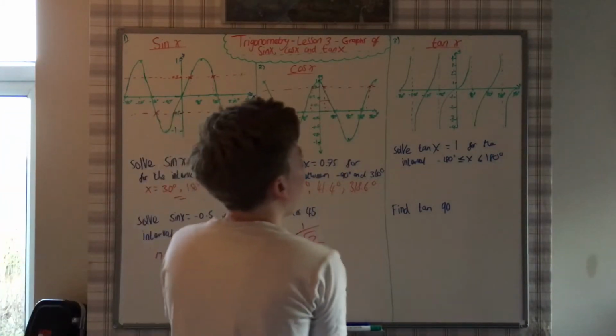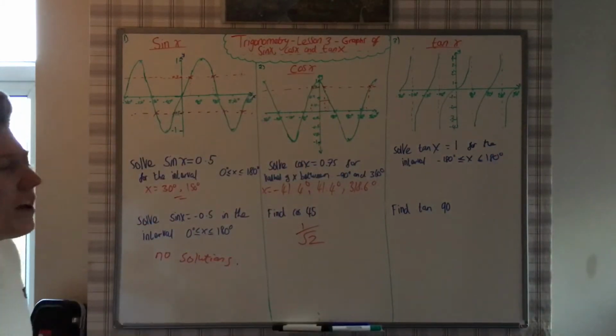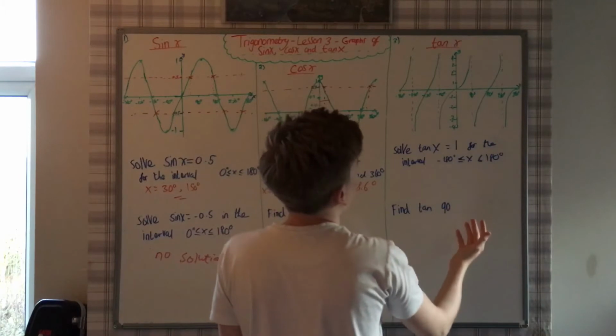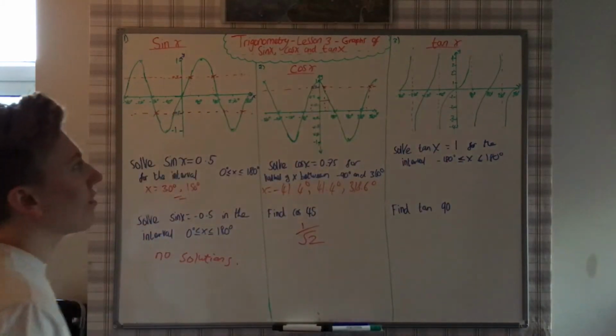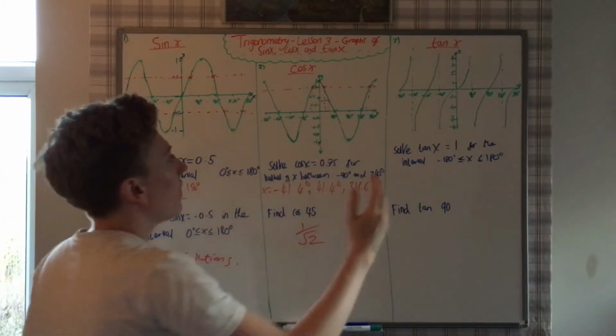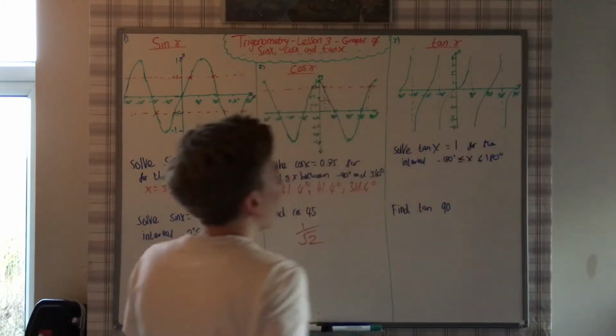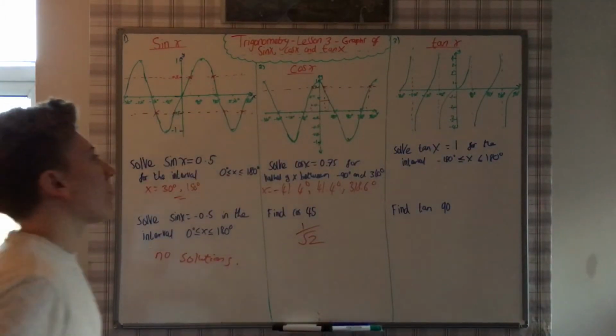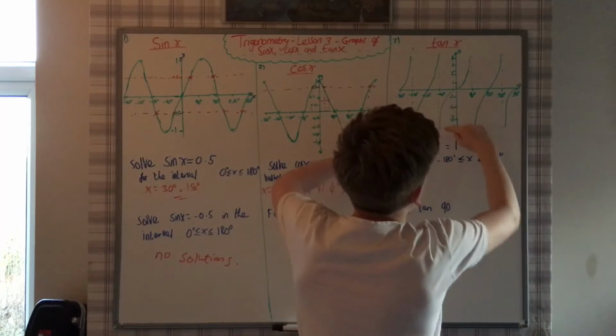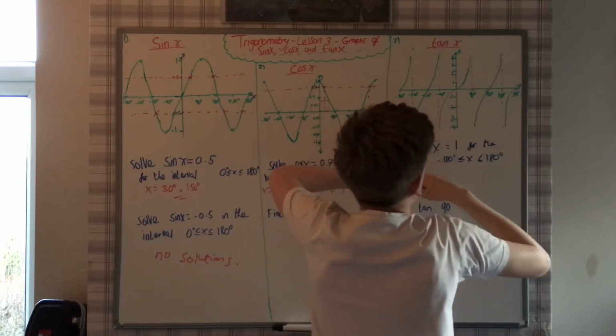And finally, the tan graph, tan x. Now this is a weird graph. It's weird because it goes between minus 360 and 360 degrees, and it is periodic. The difference is it's periodic between every 180 degrees. For example, we have this shape here, every 180 degrees.